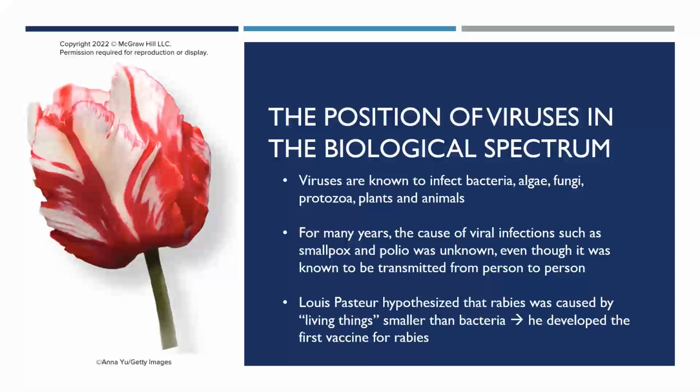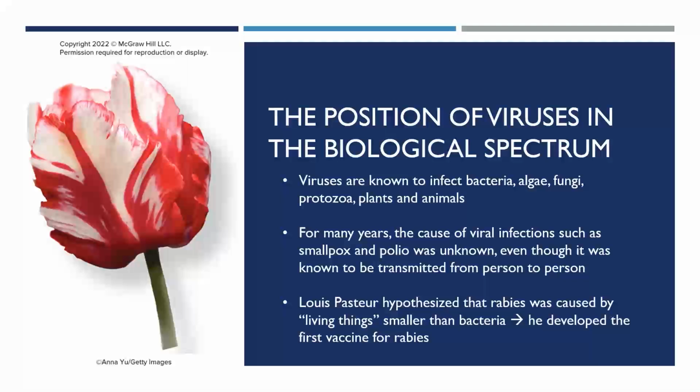They require a host. They have been known to infect a wide swath of different hosts, including bacteria. That would be like bacteriophages. They can also infect algae, fungi, protozoa, plants. As you see on the left here, a virus is responsible for producing this variegated pattern in the tulip, as well as animals, as we are all keenly aware from the latest pandemic.